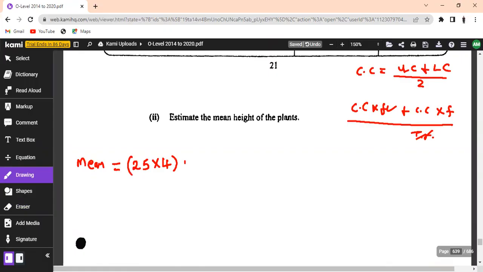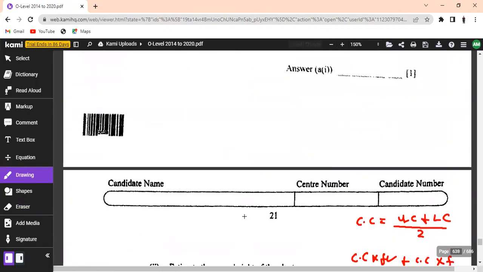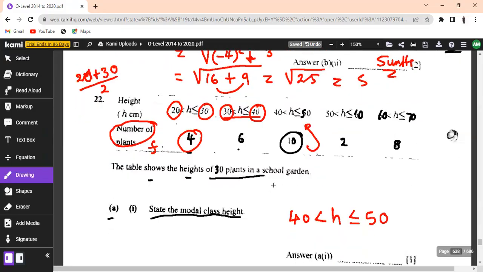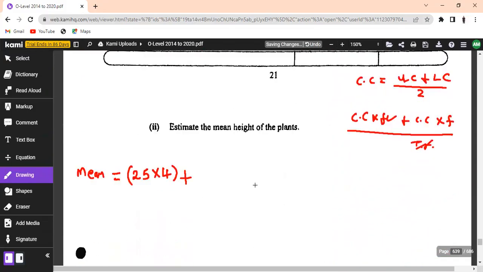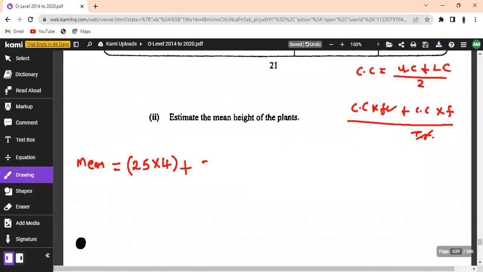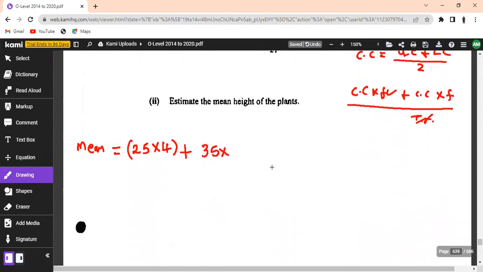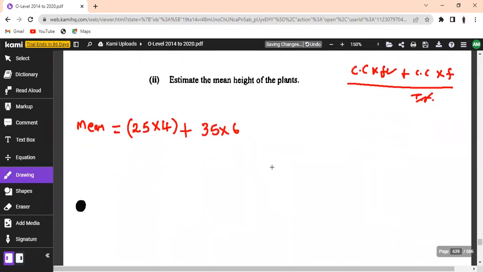We are done. Plus, we move on to the second class, which is 30 and 40. If we add 30 plus 40, that is 70. 70 divided by 2 gives you 35, which is your class center, times the frequency. What is our frequency? It was 6. So you're going to multiply by 6 here. You move on until the last class. That's what you're going to do.